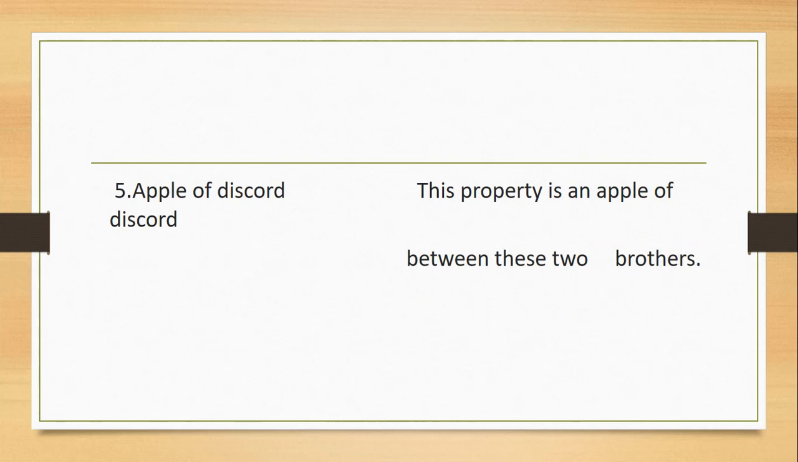Apple of discord: this property is an apple of discord between these two brothers. So, apple of discord is something that creates fighting or quarrels among people. So, if something makes people fight, that thing is known as apple of discord.